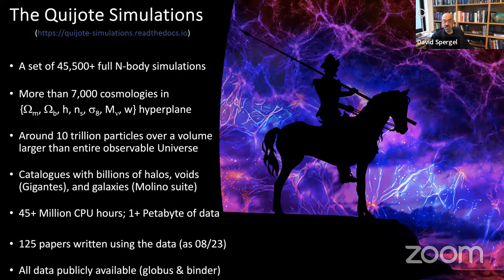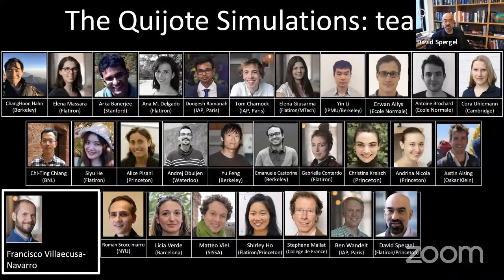And all of this data is available publicly, and we have some compute power made available. So anyone who would like to work with these N-body simulations, start to think about applying this for machine learning or other applications, this is available to anyone with the link there. We have a large team of people who have made this possible under Paco's leadership, involving scientists now across the US, Canada, Europe, lots of people contributing to making this a success.